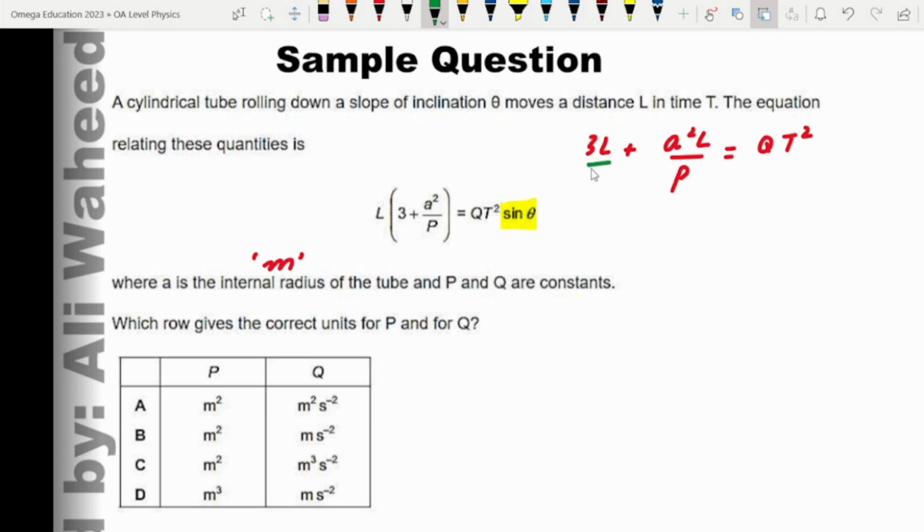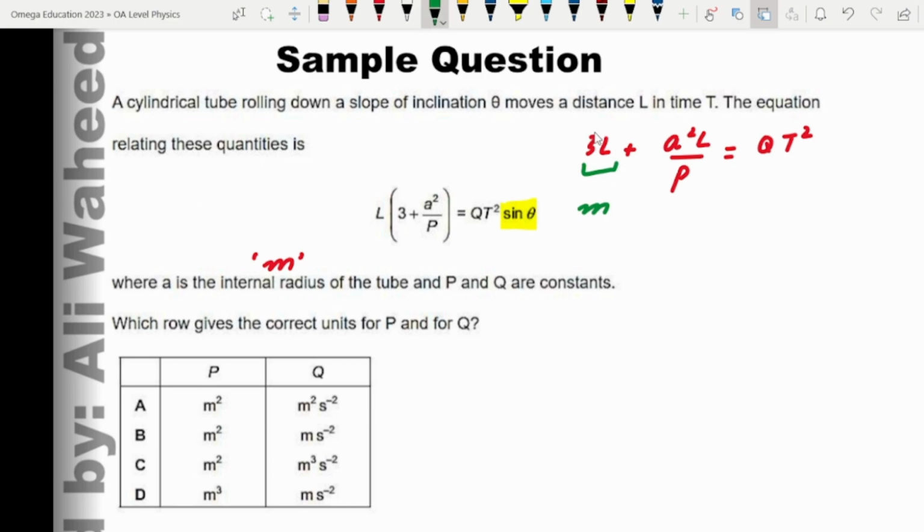So what would be the units of 3 times length? You see, L is the length here, L is the distance here. So distance would be measured in meters. And for 3 times of length, the unit would be meters. Let's say the length of a box is 5 meters, and you're trying to find 3L. So 3L would be 15, but the unit would remain the same. The unit would once again be meters.